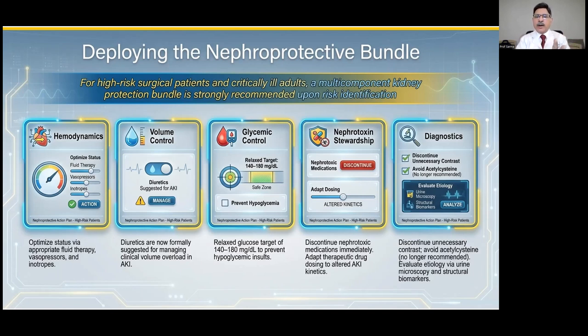Nephrotoxic stewardship: discontinue nephrotoxic medications. Immediately adapt therapeutic drug dosing to altered AKI kinetics. If the drug is excreted by the kidney, you reduce the dose to half or even a quarter. Diagnostics: discontinue unnecessary contrast, avoid acetylcysteine. Earlier, acetylcysteine was recommended and used. Now that is removed from the treatment. Evaluate etiology via urine microscopy and structural biomarkers.